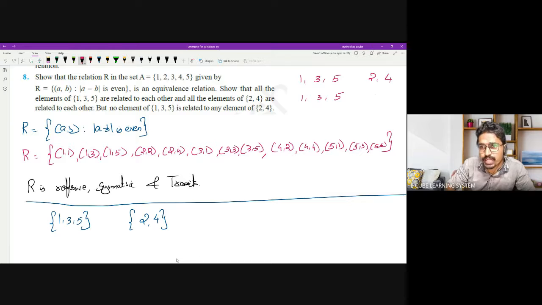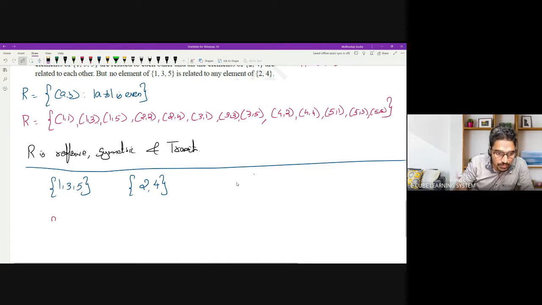Absolutely. Every element of 1, 3, 5 is related to each other, which means there is 1 1, 1 3, 1 5, 3 1, 3 3, 3 5, 5 1, 5 3, 5 5. Then every element is related to each other. Everyone in 2, 4 is related to each other. 2 2 is there, 2 4 is there, 4 2 is there, 4 4 is there. So every element in these two sets are related to each other. But is there a 1 2? Is there a 1 4? Is there a 3 2? No.